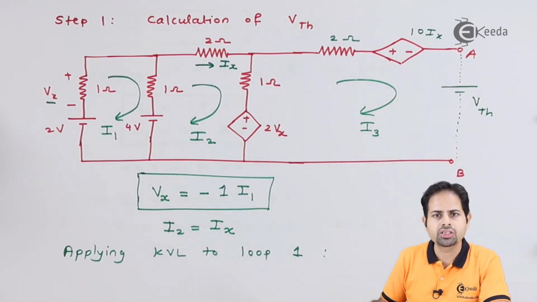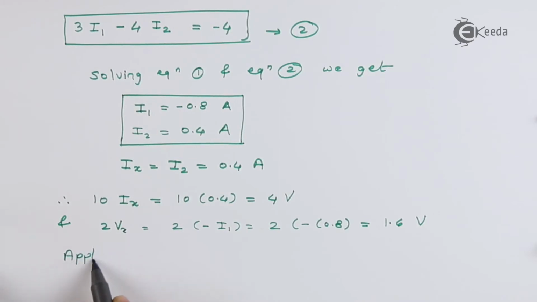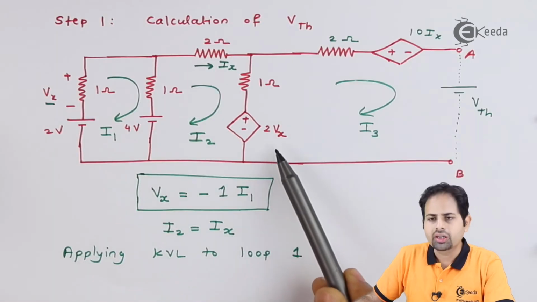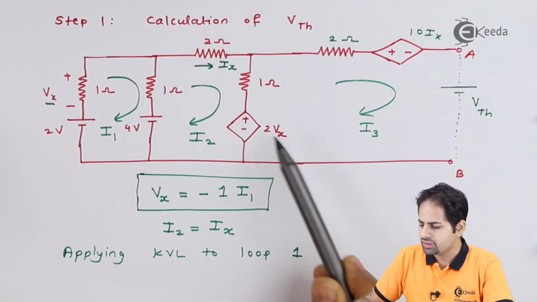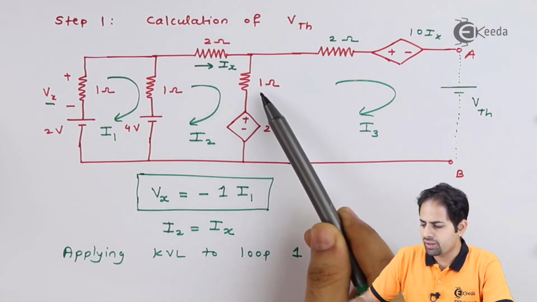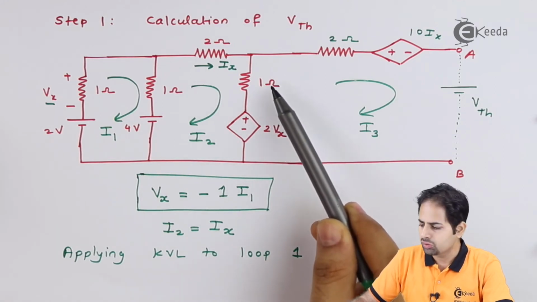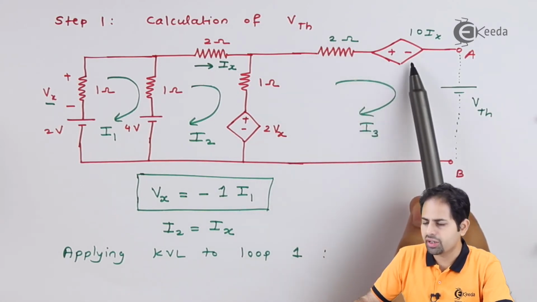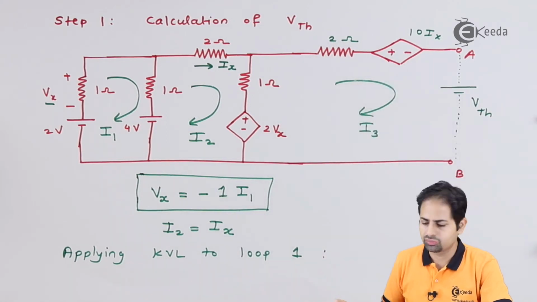So we'll write the equations according to law. So here it is going to be plus 2Vx, then here going to be minus 1 into I3 minus I2, and there will not be any voltage here, and then again minus 10 into Ix. So we'll write that equation now.